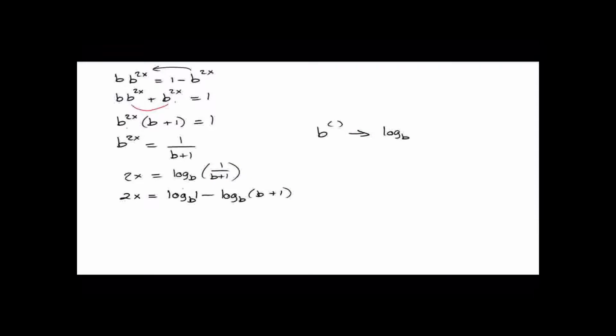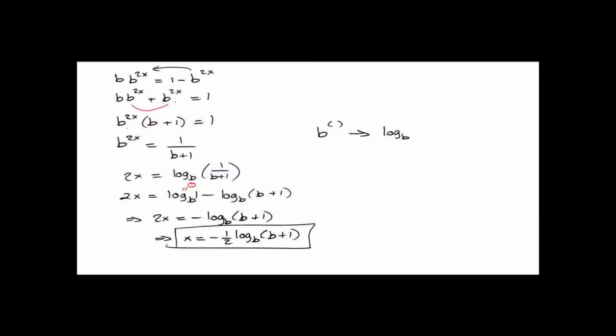But we all should know that the log of 1 is 0 no matter what the base is. So that means that 2x is equal to minus log to the base b of b plus 1. And that means that x equals minus a half log to the base b of b plus 1. Obviously on the last line there, all that I've done is just divide across by 2.